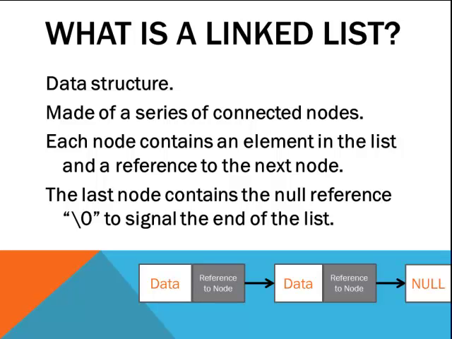What is a linked list? A linked list is a data structure made of a series of connected nodes. Each node contains an element in the list and a reference to the next node. The last node contains the null reference to signal the end of the list.